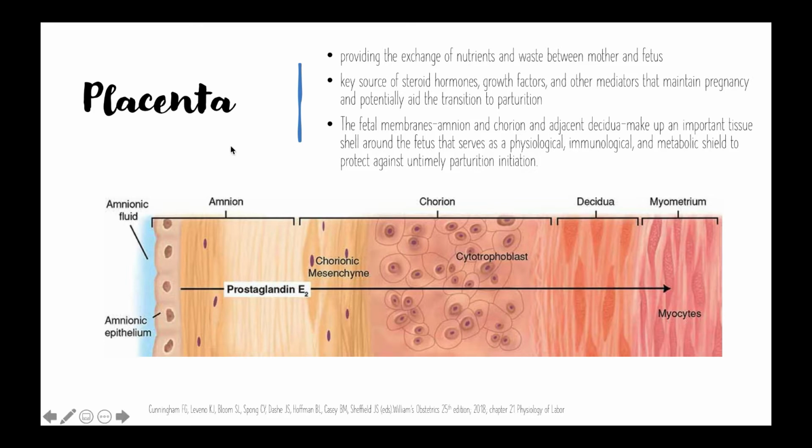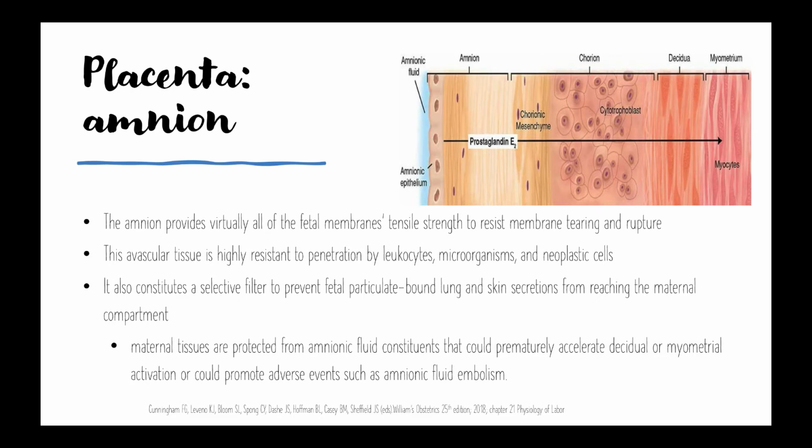So the fetal membranes, these are the amnion and the chorion, and the adjacent decidua make up an important tissue shell around the fetus that serves as a physiologic, immunological, and metabolic shield to protect against untimely parturition initiation. The amnion provides virtually all of the fetal membrane's tensile strength to resist membrane tearing and rupture.